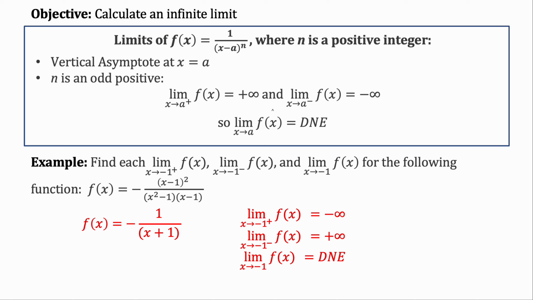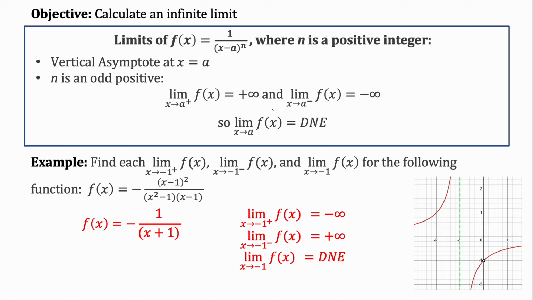We can verify that by looking at a graph. So this is the graph of this function. At -1, from the right side, we're going down. From the left side, we're going up. So we can see how this does actually fit the category that we were looking at. So this is how we calculate an infinite limit.